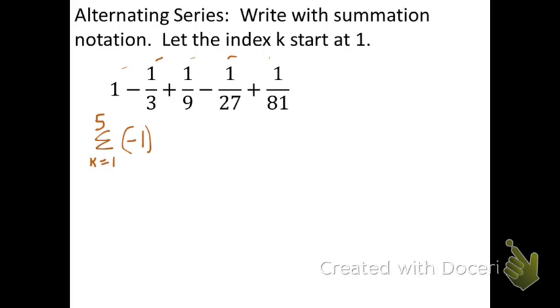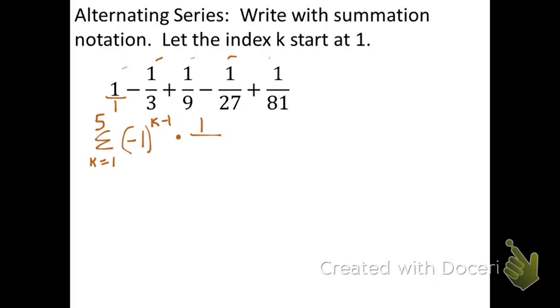Well, what power do we need? We want the first term to be positive. So we're going to use k minus 1, because if we plug in 1, we get -1 to the 0, which is +1. And then what do we have here? Well, we could write our first term as 1 over 1, if that helps us. So all the top numbers are 1. All of our numerators are 1.